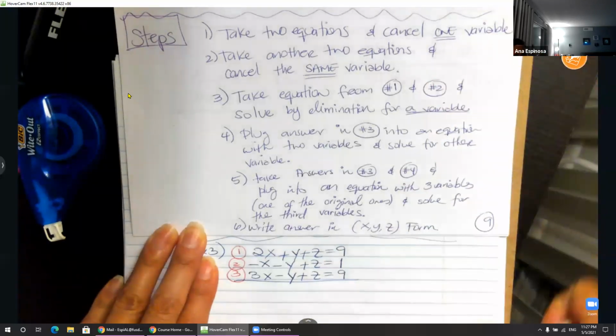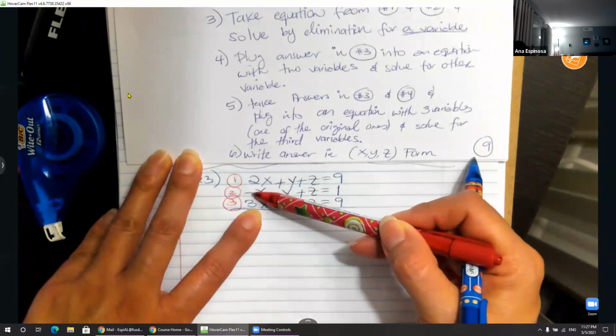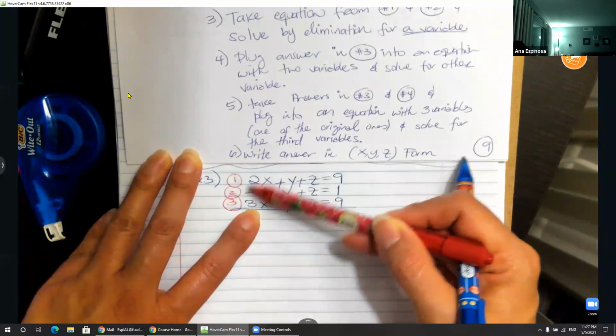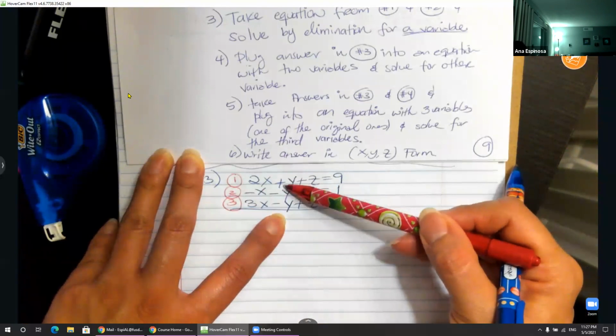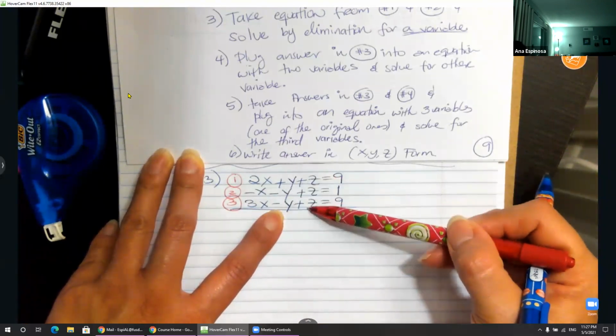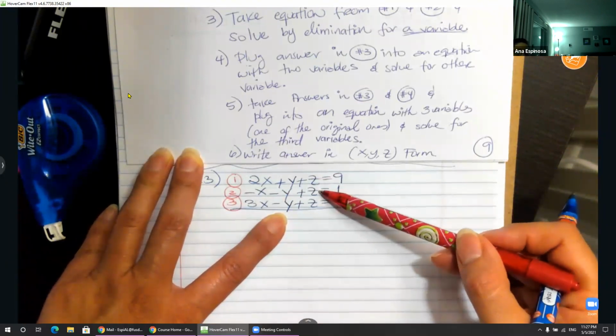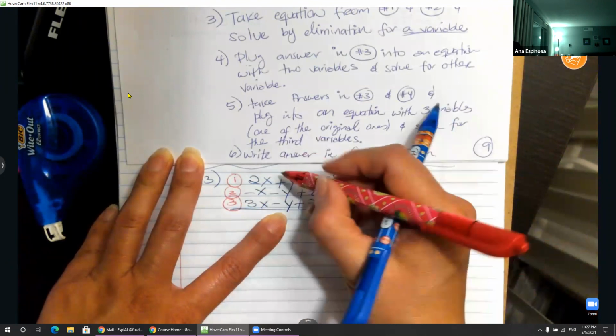So if I look up here, x's, this has a 2, this is a -1, that has a 3. It has too many variations. How about here? I have a 1, a -1, a -1. Oh, I like these. And these are all ones. But then I'd have to multiply one of these equations by a negative to make it opposite. So I'm going to choose the ones.